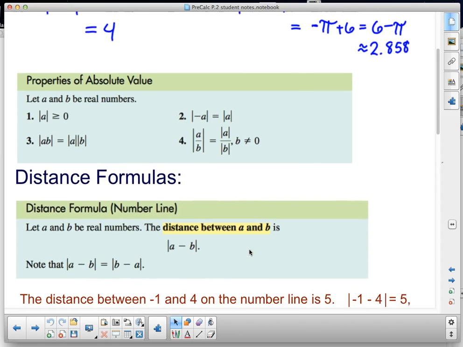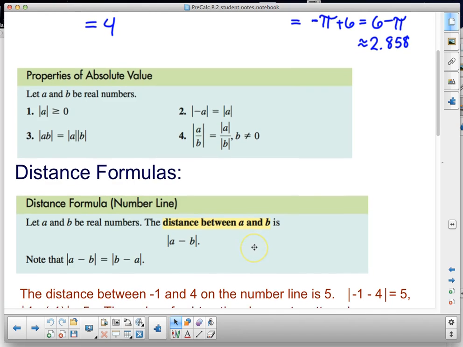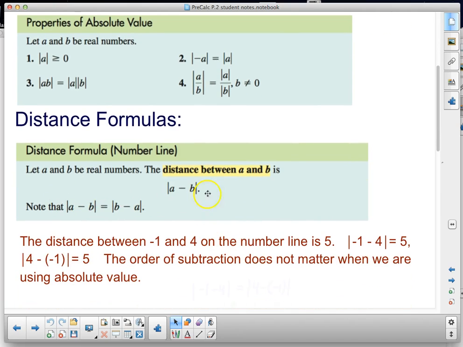Okay, a little review of the distance formula. When we're looking at distance in one dimension, it's on a number line. The distance between a and b is the absolute value of the difference of their coordinates. So I can find two values on the number line, whether a is smaller than b, or b is bigger than a, or b is smaller than a, and doing the absolute value will work. Note that I can do it in either order. It doesn't matter, because of the absolute value, it'll always be a positive answer.